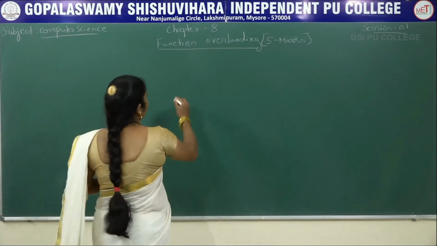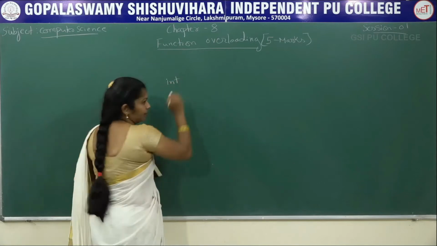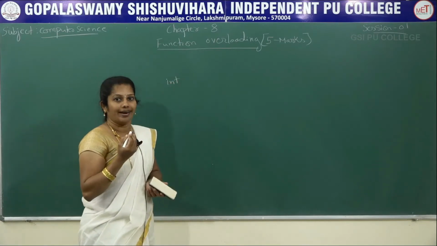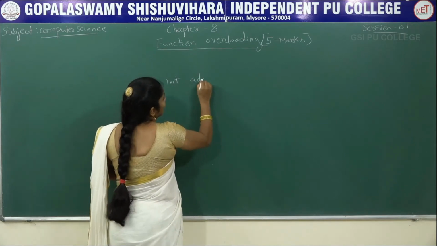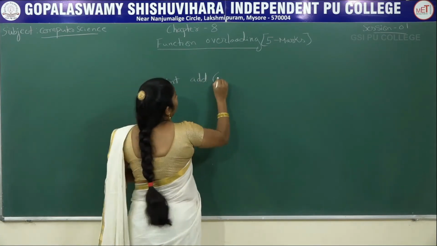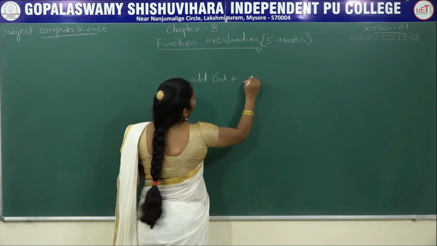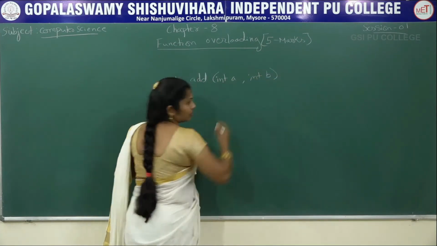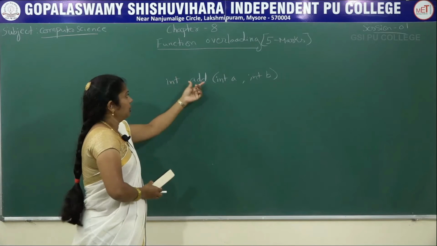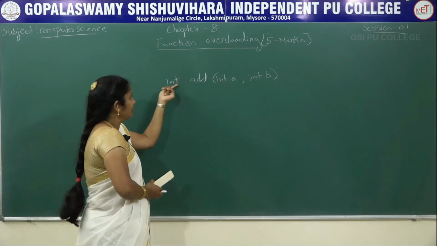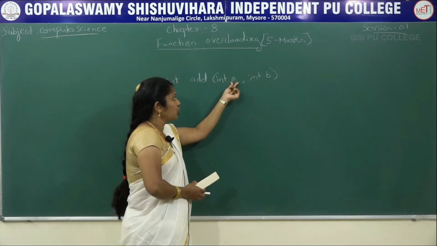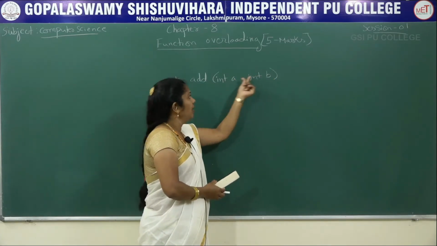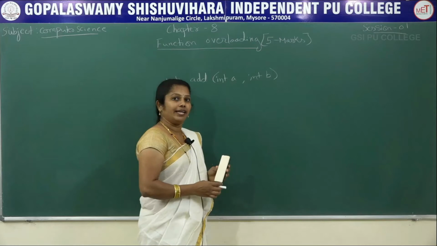See, for example, I want to add numbers. Then what will I do? int add is the function name, here int a, int b. Here I am taking one function. The function name is add, the return type is integer, and here we have 2 arguments. The first argument is a and the second argument is b. Both the arguments are of integer type.